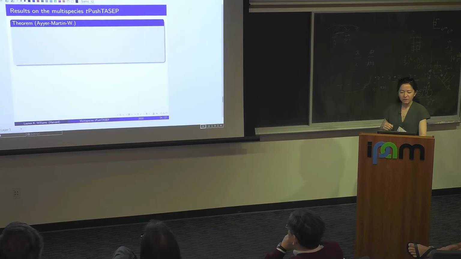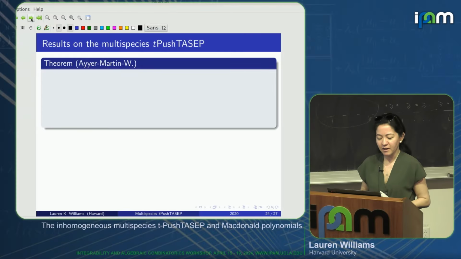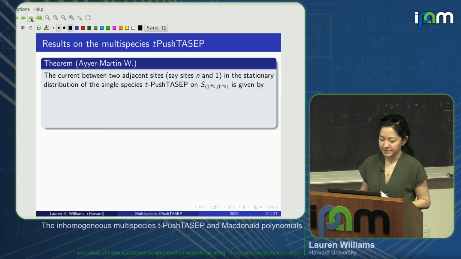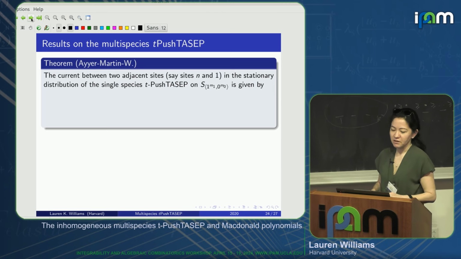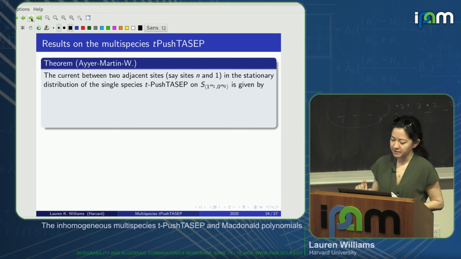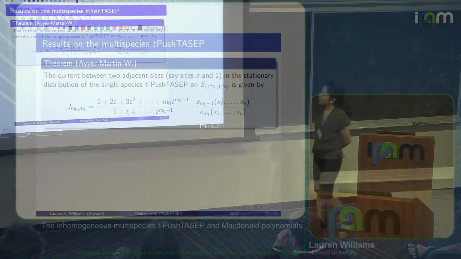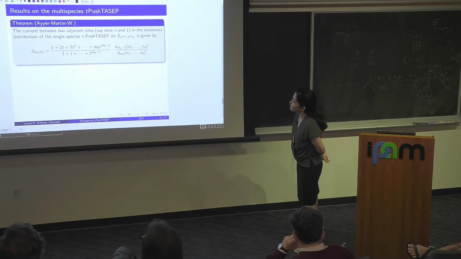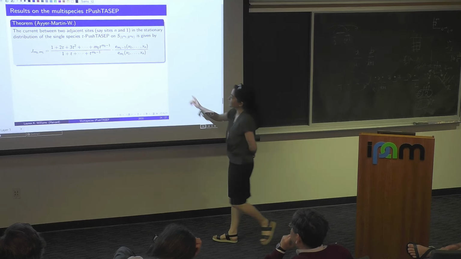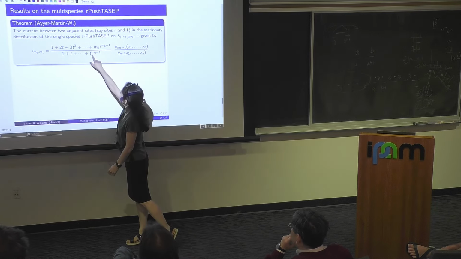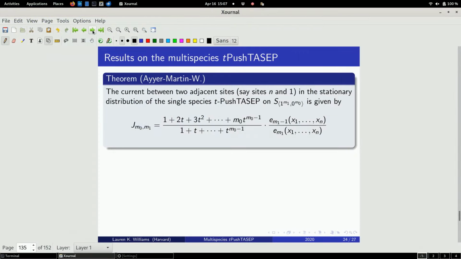Okay, all right. So I can mention a few other results that we get on multi-species t-PushTASEP. There's a result about current between two adjacent sites, and this is for single species t-PushTASEP, and it has this nice formula in terms of elementary symmetric polynomials, with an interesting factor on the left, which is the t analog of the number m0 minus 1, and this is the derivative of the t analog of m0.